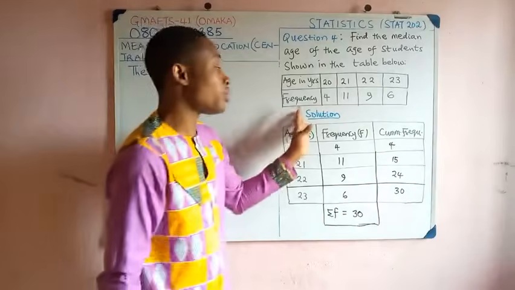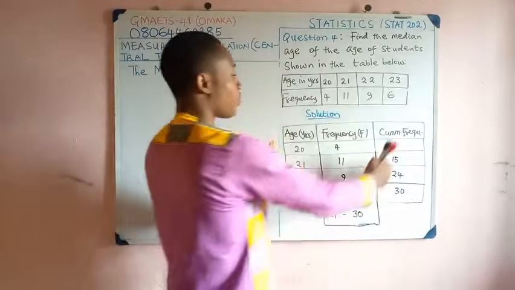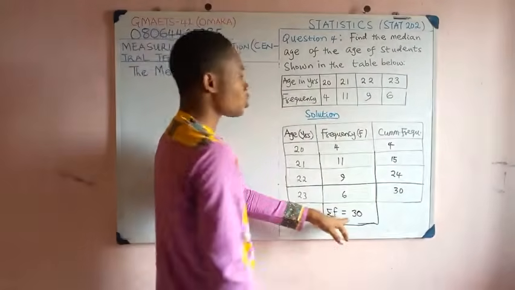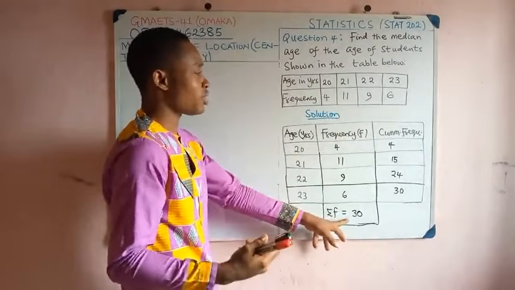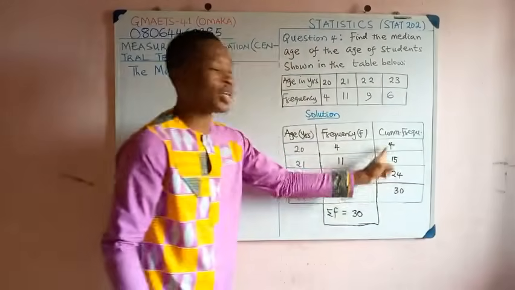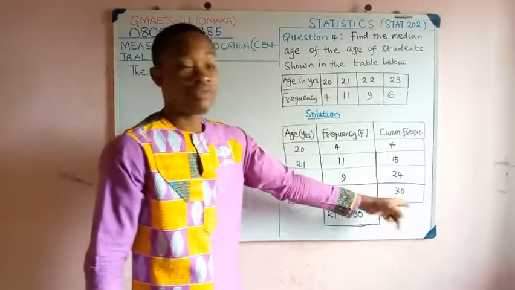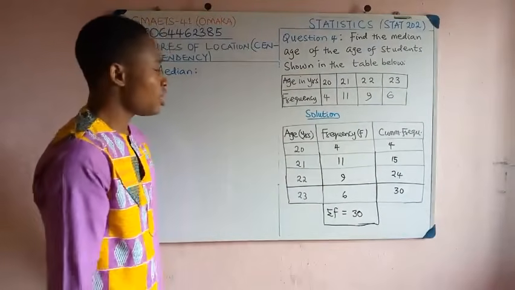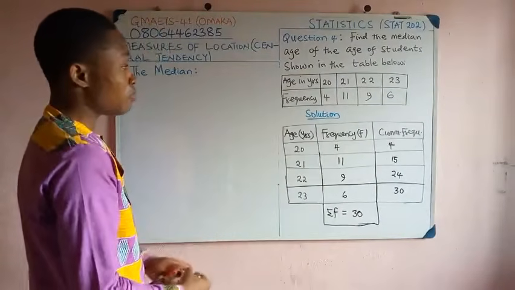So I have the solution on the board here. I decided to bring out the table. This is the age column and the frequency column, of which we need to get the summation of the frequencies. And then the cumulative frequency column has been created and completed, alright? We've already explained how to obtain our cumulative frequency in previous videos. So let us move on to now get our median age.